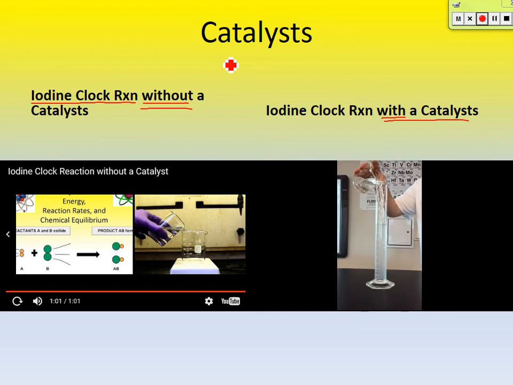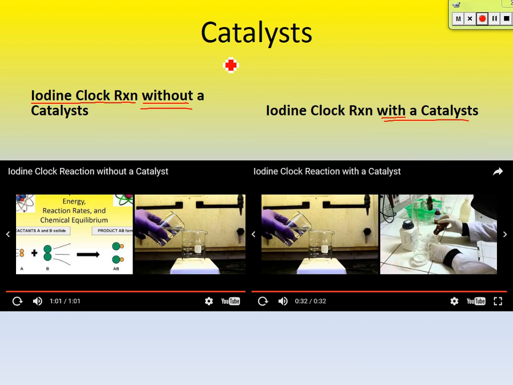Okay, so it's about ready to start. You're going to see it start at the bottom of the graduated cylinder. There it is. And it's already to the top. It's already finished. So it took only like 1 second. So you can see there, dramatic difference. With a catalyst, reactions occur much faster.